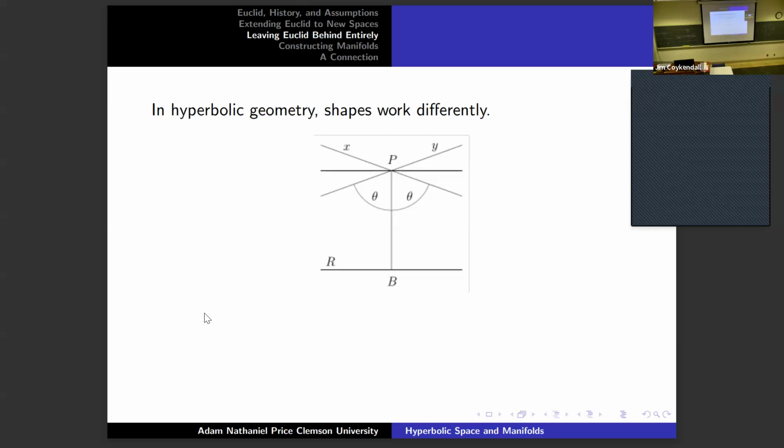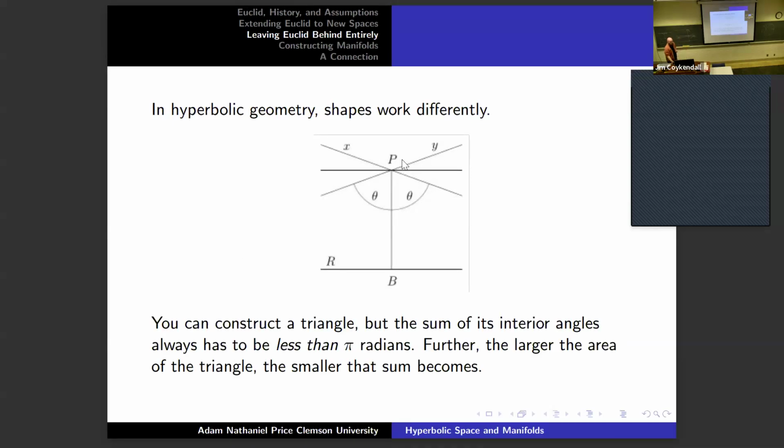And also, another side thing, triangles have a maximum size. I have no idea how to prove that, but I know it's true. The maximum size is actually pi, if it has curvature one, so blah, blah, blah. That's getting deep into the weeds. You can construct this triangle, but the sum of its interior angles always has to be less than pi. Further, the larger it becomes, the smaller those angles become.